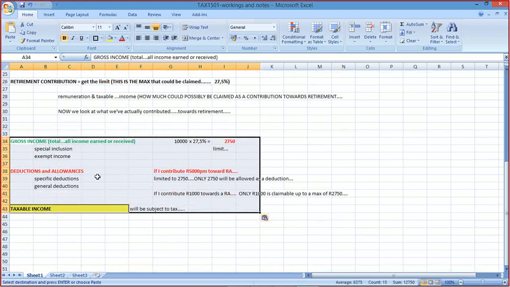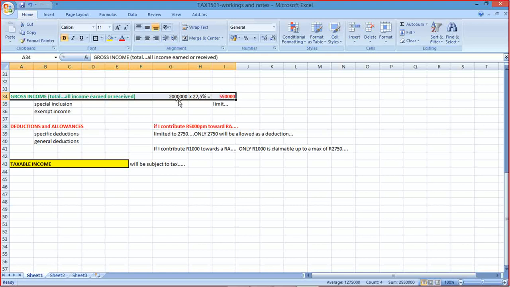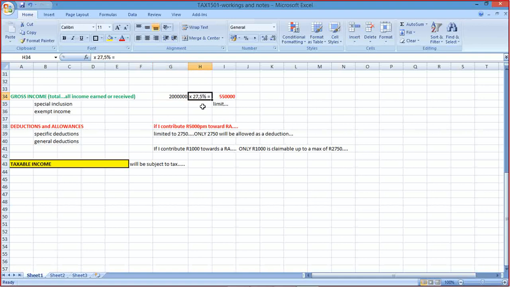I'm just going to copy this down here as another example. I'll send all of this to you after the session today. So let's say it's more than 1 million, because 1 million won't be enough. Let's say 2 million. Let's assume that your gross income is 2 million a year. 2 million times 27.5% gives you 550,000 as a limit.